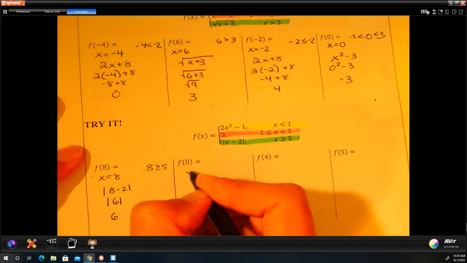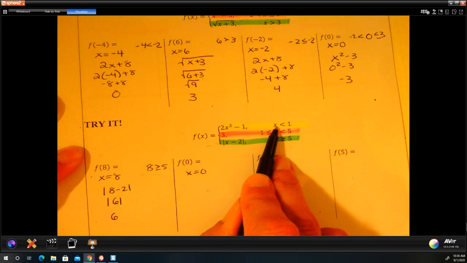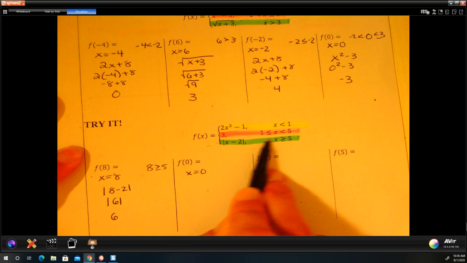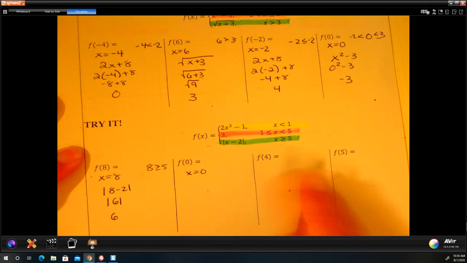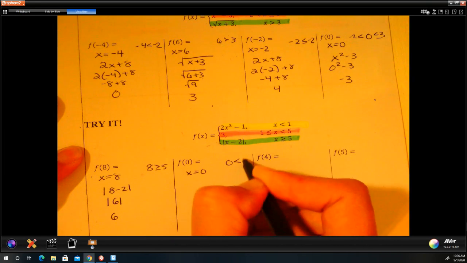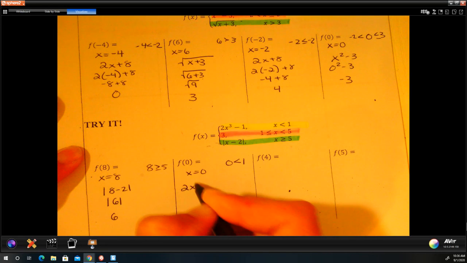F of 0, x of 0. So 0 is less than 1. It's not in between 1 and 5, and it's not greater than 5. So 0 is less than 1. So I'm going to do 2x cubed minus 1. 2 times 0 cubed minus 1. 0 cubed is 0. 2 times 0 is 0. Minus 1 is -1.